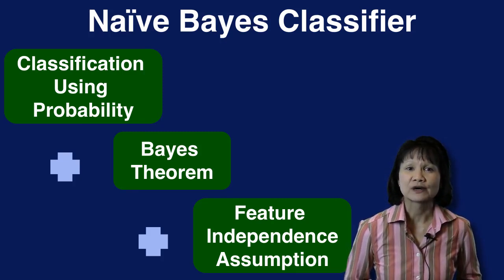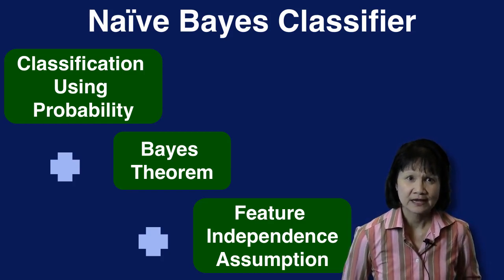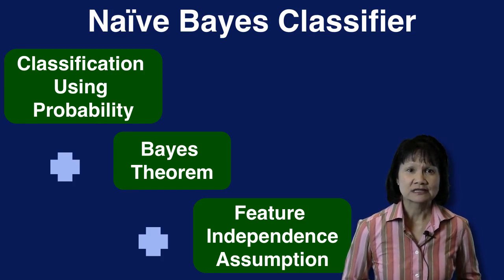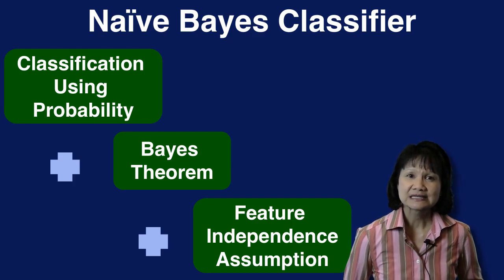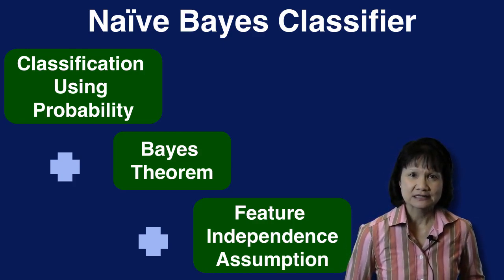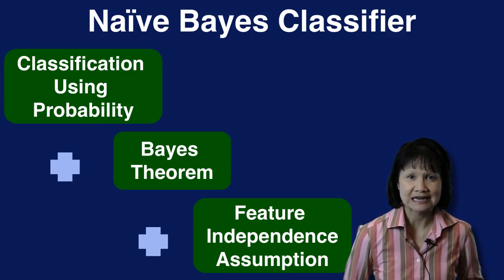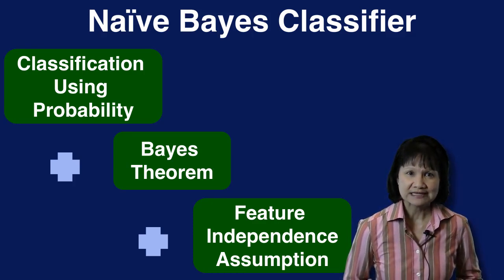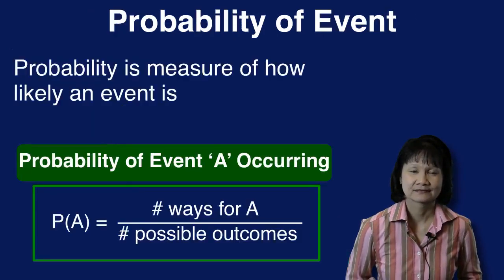This means that for a given class, the value of one feature does not affect the value of any other feature. This independence assumption is an oversimplified one that does not always hold true, and so is considered a naive assumption. The naive independence assumption and the use of Bayes' theorem gives this classification model its name. We will cover Bayes' theorem and the independence assumption in more detail in this lecture.